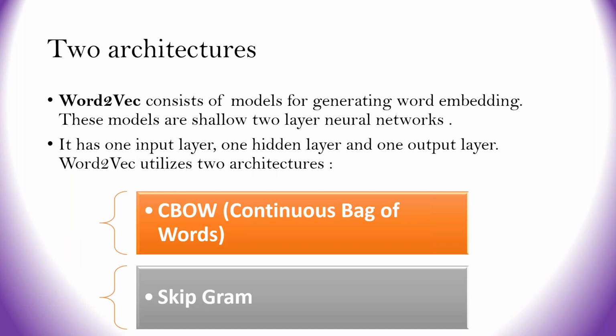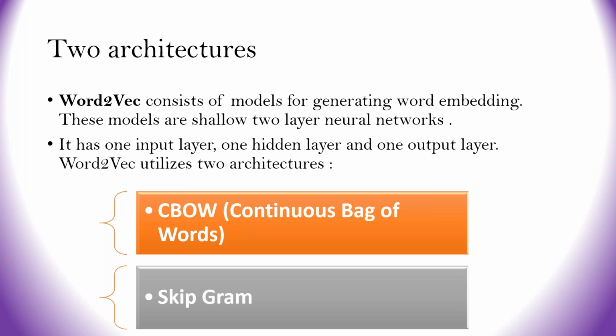There are two architectures, as I said: a continuous bag of words model and skipgram. What does word-to-vector consist of? If you imagine this word-to-vector model as a neural network, it's going to be a neural network architecture wherein there is one input layer, one hidden layer, and one output layer.